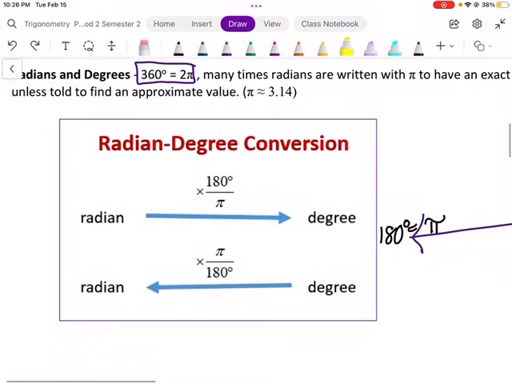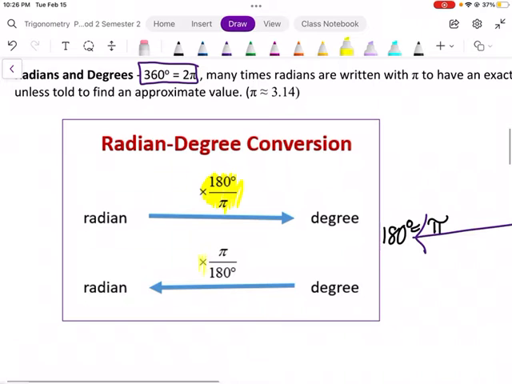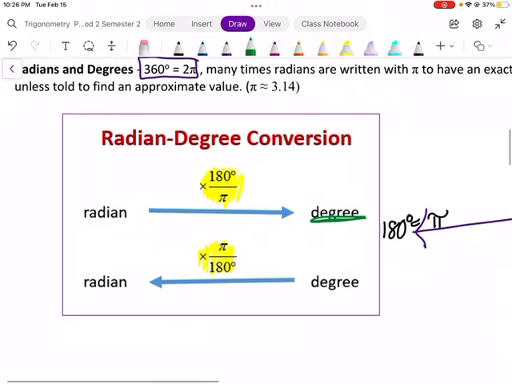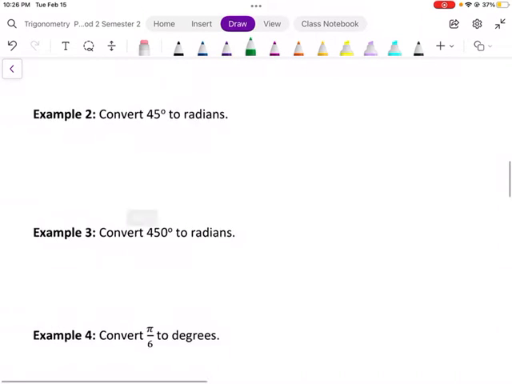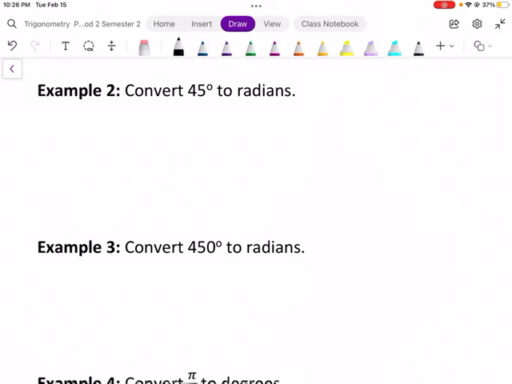When we're going between radians and degrees, we're going to multiply by 180 over pi to get from radians to degrees. To get back to radians, we're just going to flip that fraction over and multiply by pi over 180. And when we're going to degrees, usually the pi is going to simplify and you won't have that anymore in your answer. So let's do some examples really quick.